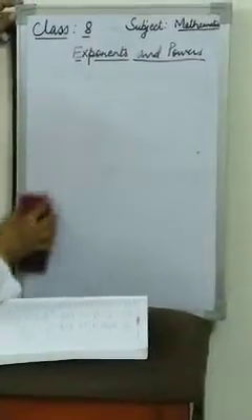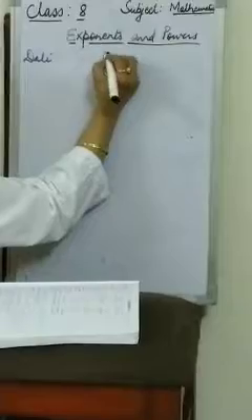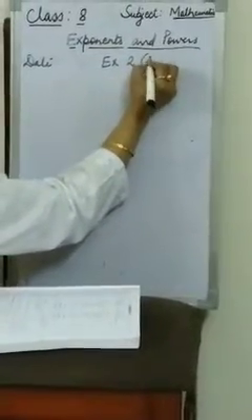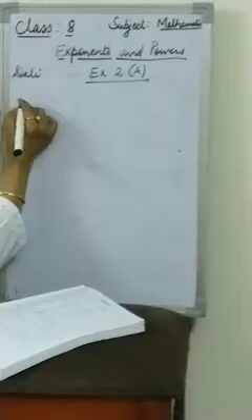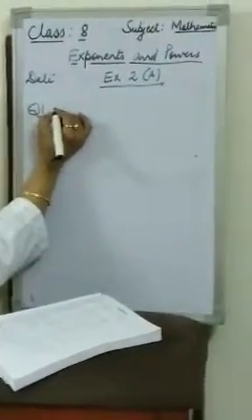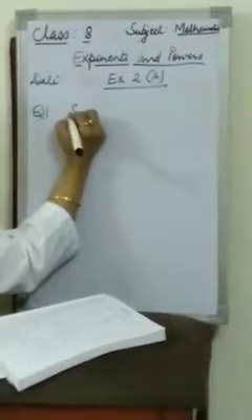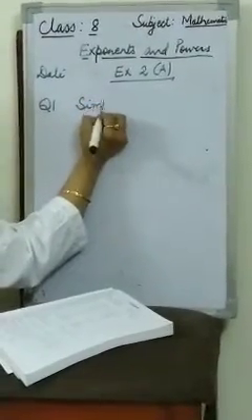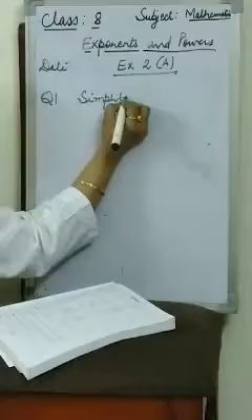So what are you going to write? Exponents, name the chapter, write the date, write the exercise. It is exercise 2A. As you all are at home, you have sufficient time to write the instructions. So question number 1, you will write what you are going to do. Suppose for question number 1 they have written simplify, so you are going to write the heading simplify, and then you will solve the questions.